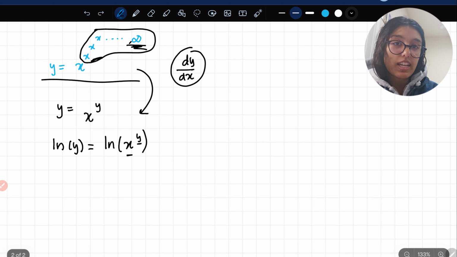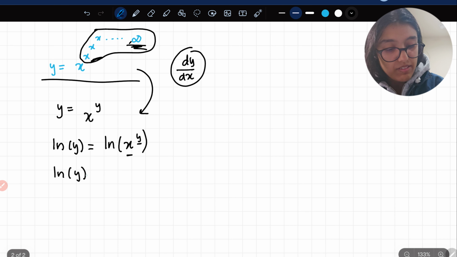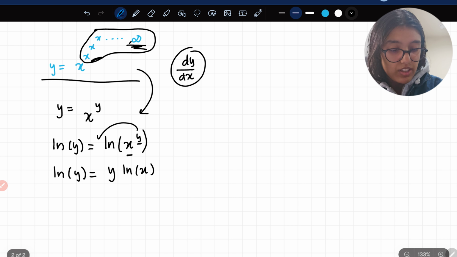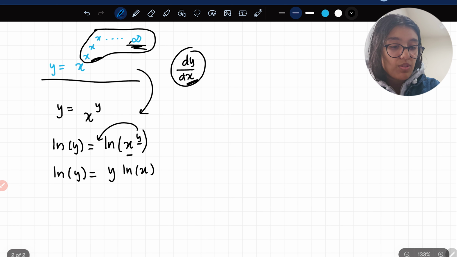So right now I haven't taken the derivative yet. I want you to realize that I have not taken the derivative yet. I'm just simplifying it. So when I take the derivative, it's going to be a little bit easier. So now we have natural log of y is equal to y natural log of x. So I just brought this y to the front. Now I can't really simplify this anymore. So I'm going to start taking the derivative. So we are taking the derivative with respect to x.